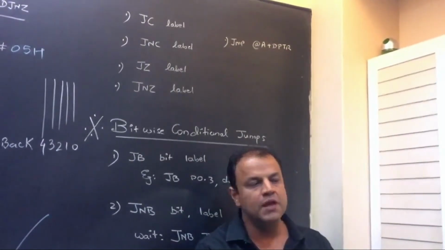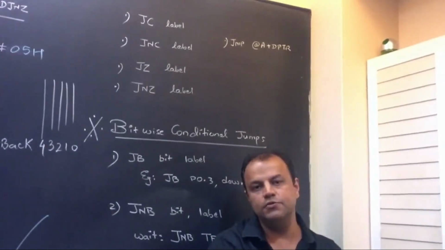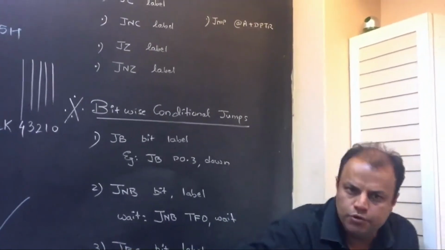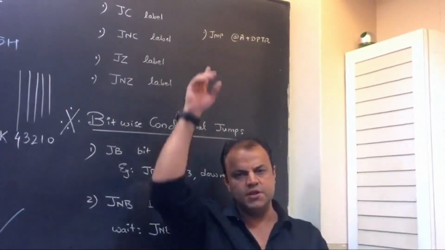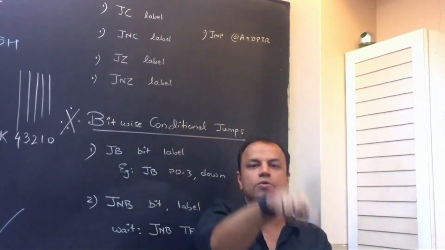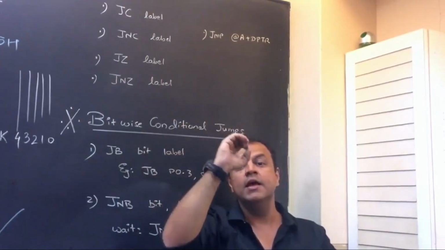They're so popular. JC stands for jump if carry, JNC stands for jump if no carry. They're typically used after add programs. When you do addition or subtraction, there is a carry or a borrow. For that, you use JC and JNC. JC label will check the carry flag. If the carry flag is 1, it'll jump to the location label, otherwise it'll go to the next location. JNC will again check the carry flag. Jump if no carry.